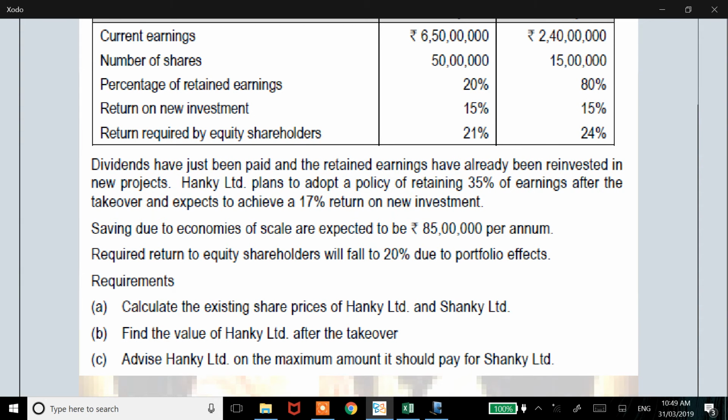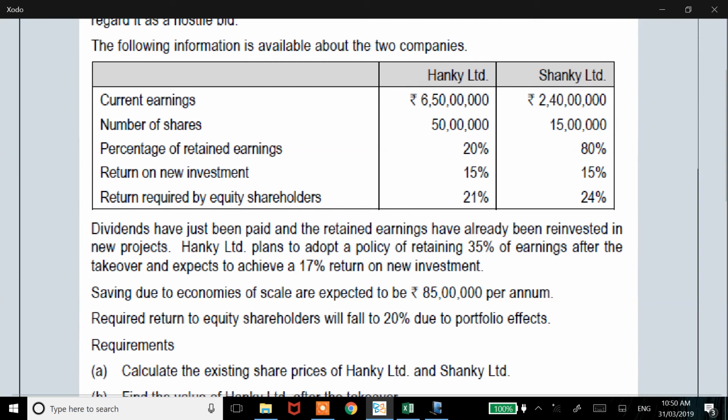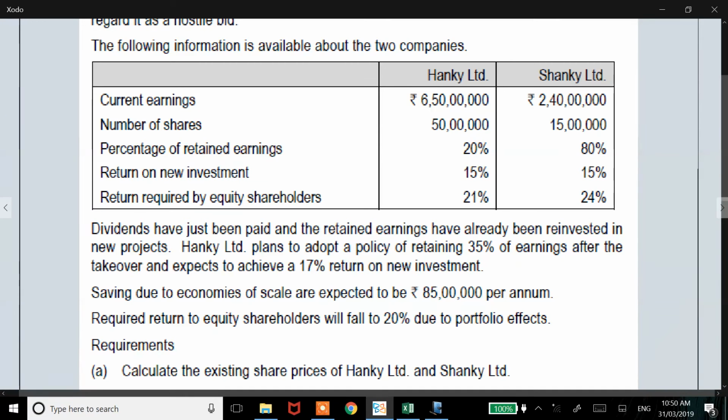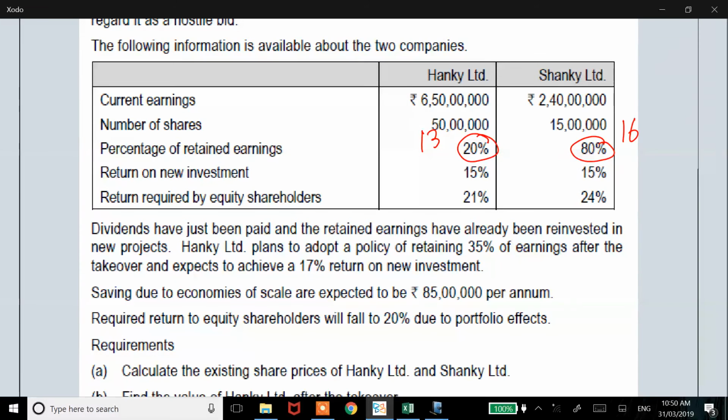Okay, I'll start explaining this. It's going to be slightly different from the normal format. Current earnings, number of shares, I write here EPS. EPS is 6 crore 50 lakhs by 50, and 240 by 15 is going to be 16 rupees. The earnings per share is 16 rupees. 20% is the retained earnings, so the balance 80% is the dividend. So with this you can get the dividend.